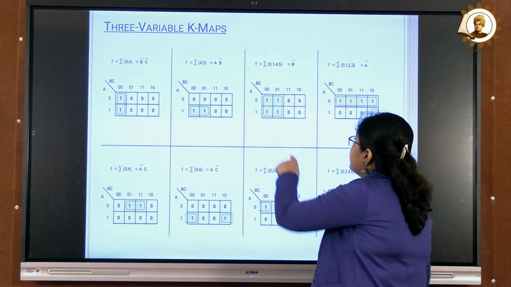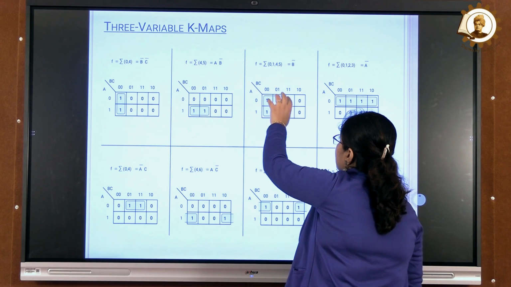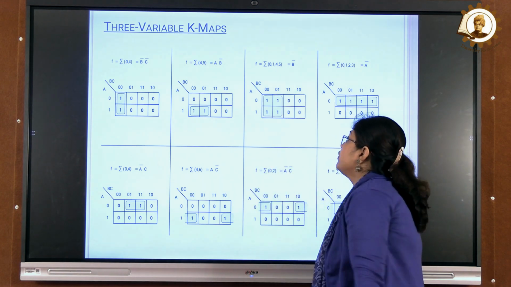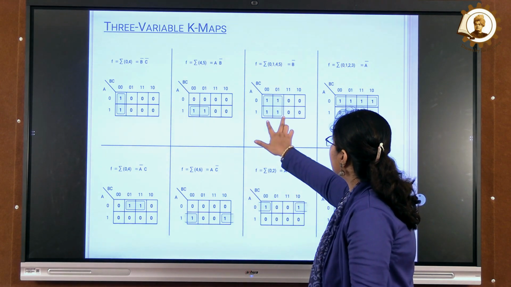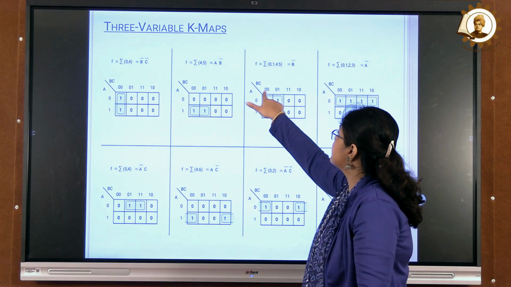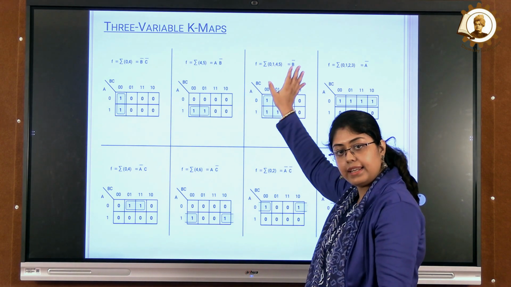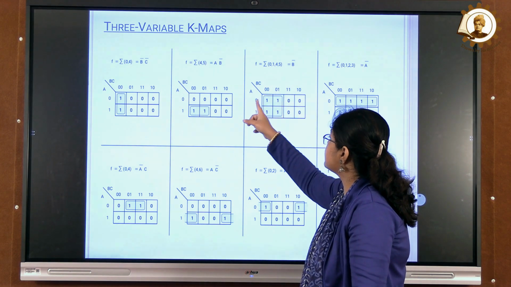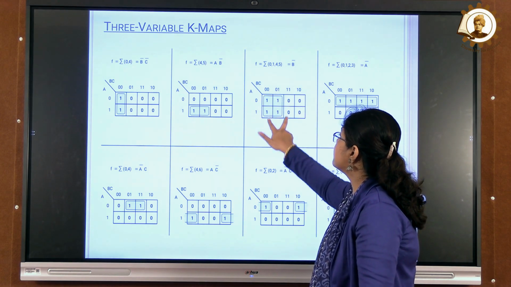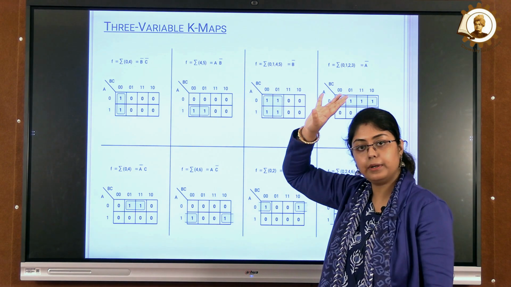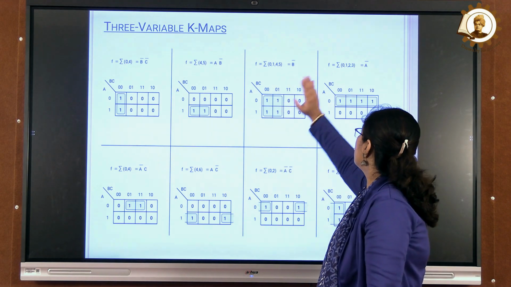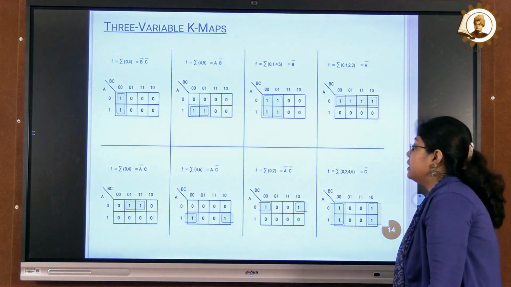So here these are the same. So it is B bar. C is changing, so we can't take them. And A is also changing, that is 0 to 1. So the answer will be only B bar. Clear? This is the third example. So moving forward to the next example.